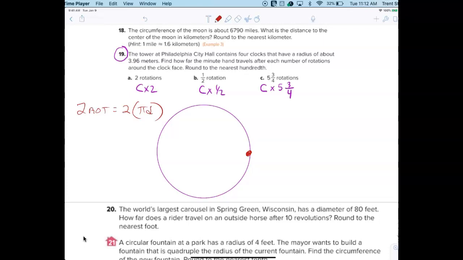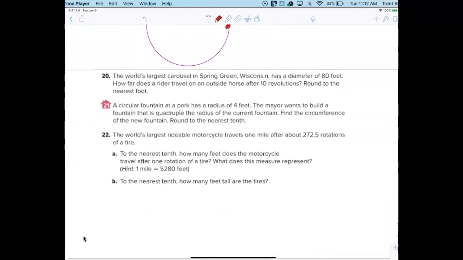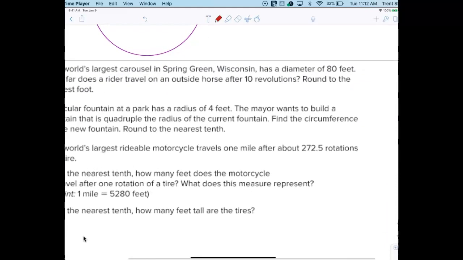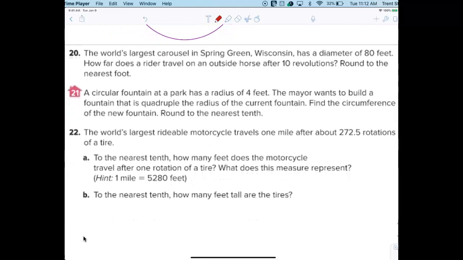All right, here we go. Okay, so just for that, Abigail, I want you to read number 20. The world's largest carousel has a diameter of 80 feet. How far does the rider travel on an outside horse after 10 revolutions around the carousel? What do you think I'm going to do?